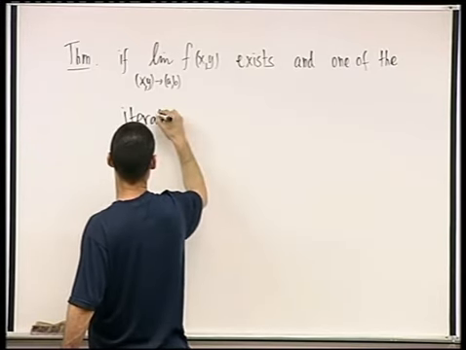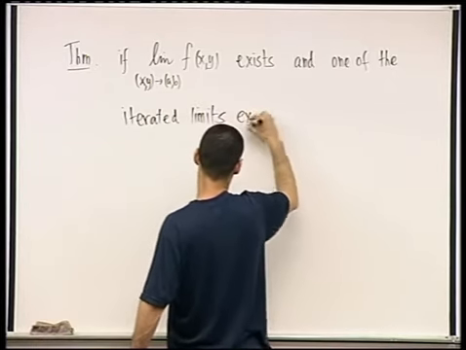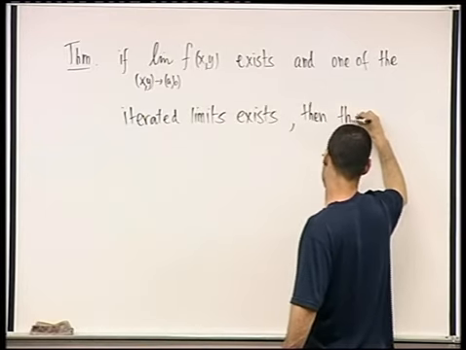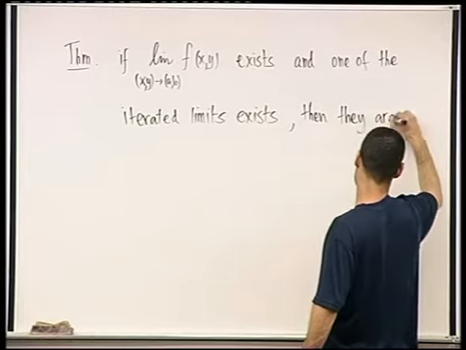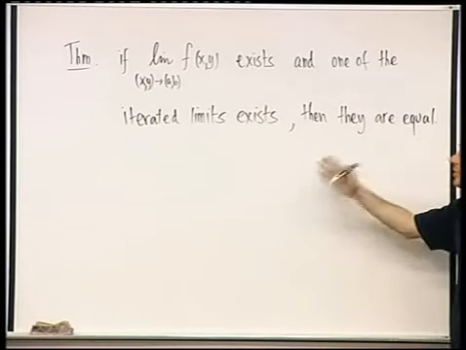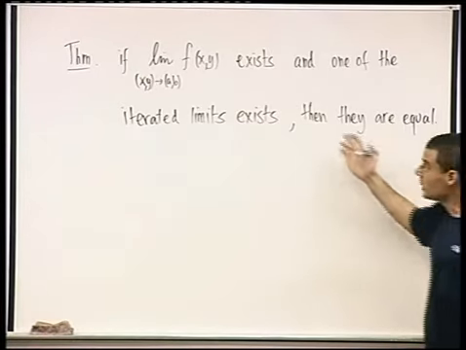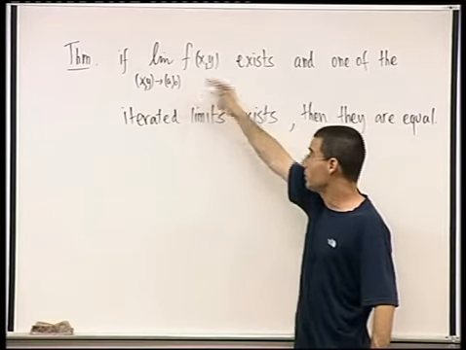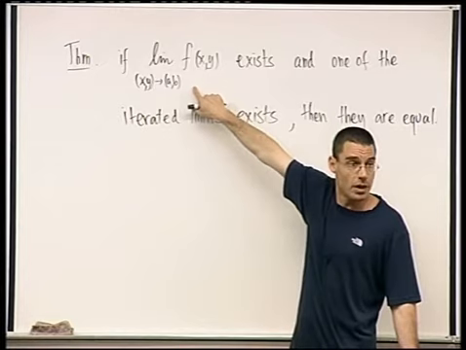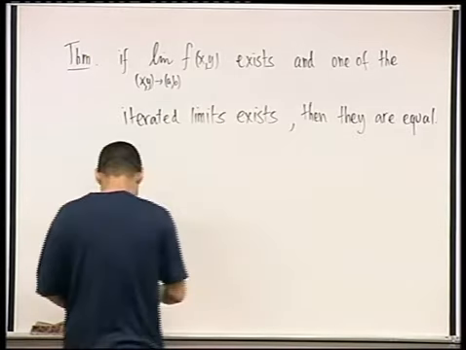Iterated limits exist, then they are equal. And if all three exist, then all three are equal. But clearly this doesn't help you calculate this, because to know that they're equal, you have to know that this one actually exists. You have to find it first. So that's the only statement.